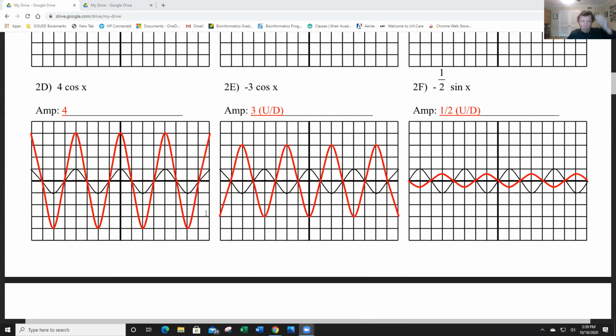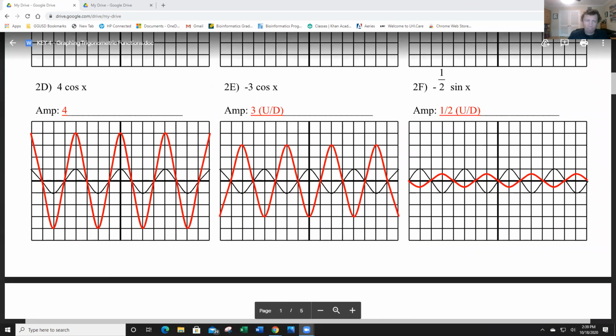Okay, so cosine 4x, no problem. Okay. So cosine, the b term is still 1. So I've got 2 pi divided by 1, which is 2 pi. So it's still 2 pi, no problem. Everything's the same. So I'm just going with these 5 boxes, 1, 2, 3, 4, and 5. As a reminder, 0, pi over 2, pi, 3 pi over 2, and 2 pi are those 5 spots, okay?